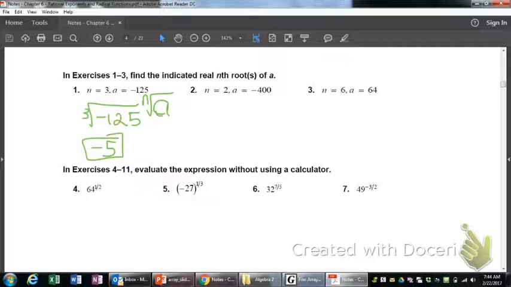Looking at number 2, you have a equals negative 400, where n equals 2. So right here you have an even root with a negative a. So what's going to happen is you're going to get an error. The reason why is you cannot take the square root of a negative number. So this one is in fact no solution. I'll give you a few minutes to copy that, and then I'll keep moving in the video to number 3.